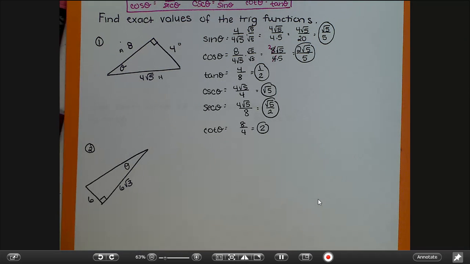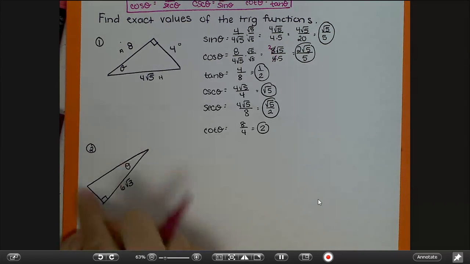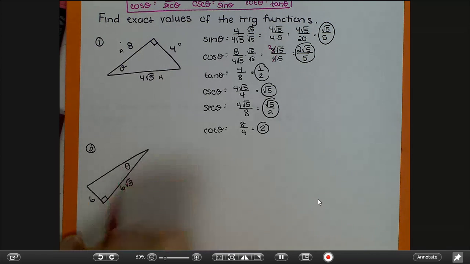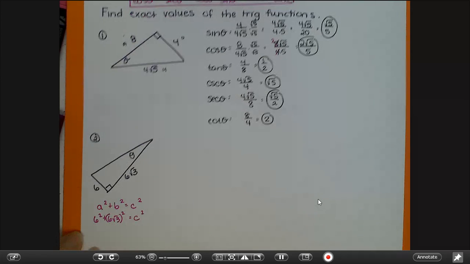All right, so I'm going to show you how to get this one started, and then I want you to pause the video and try to go through all of these functions on your own. We are missing a side, and so the first thing we're going to have to do is find that missing side. It is a right triangle, and we know 2 sides. We want to know the third side, so we're going to use the Pythagorean theorem. I'm using parentheses there because we have to square the whole side, not just the square root of 3.